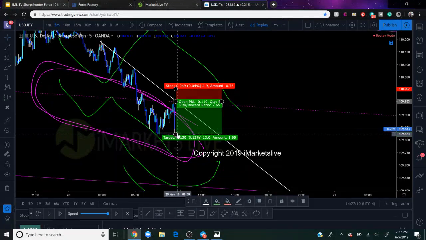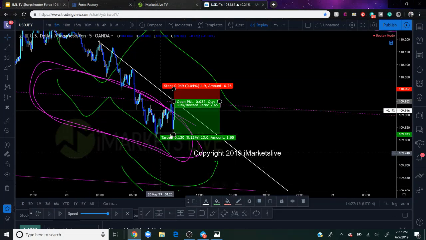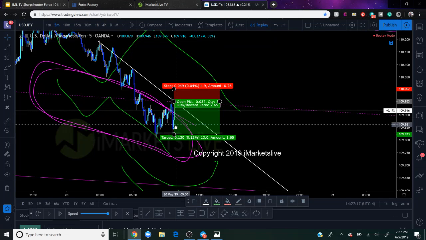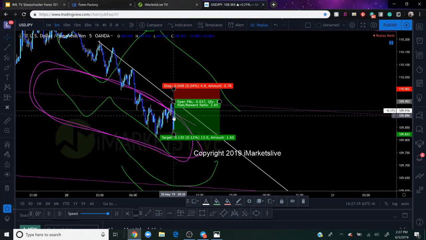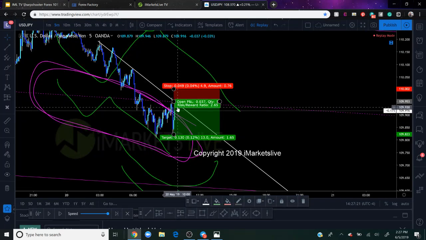Because this is a high impulsive trade, and especially when you see this, the next candlestick pulls back, next candlestick pulls back, boom, it takes off. It takes off.